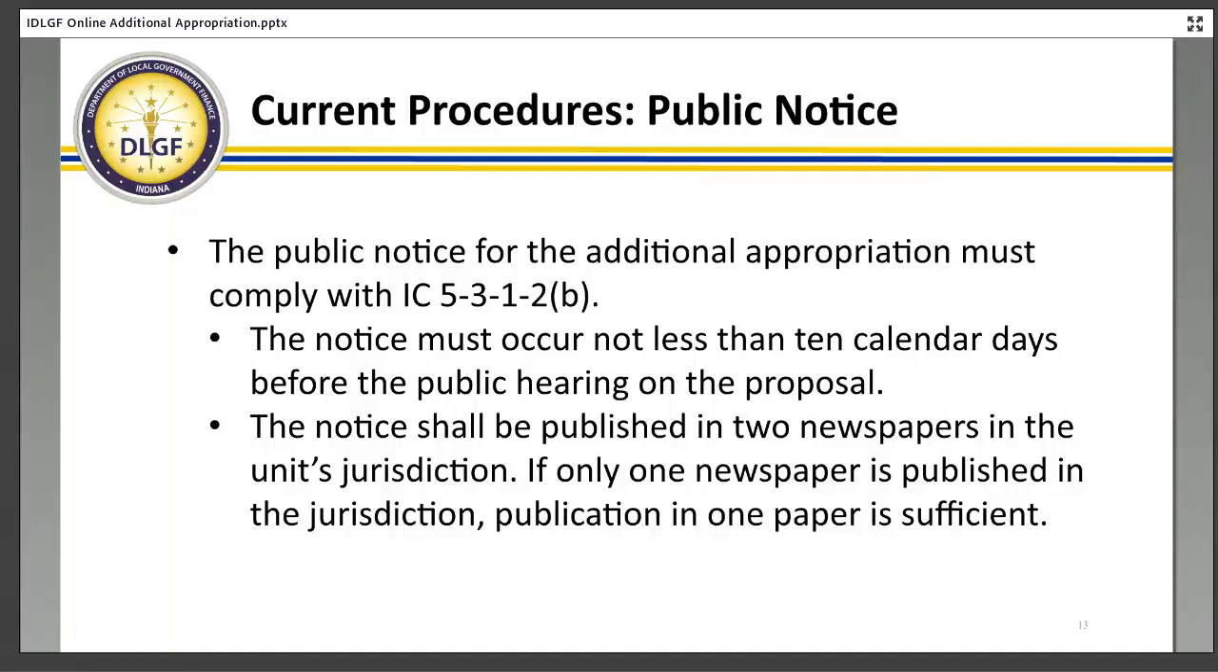And so when informing the public, we want to make sure they know 10 days in advance of the public hearing where they're going to be discussing this additional appropriation. The second requirement deals with where that notification will be published. And so statute is clear that additional appropriations need to be published in the newspaper. If in your local jurisdiction there are 2 newspapers, the notice must be published in both. If there is only 1 newspaper published in your jurisdiction, then 1 newspaper will be sufficient.